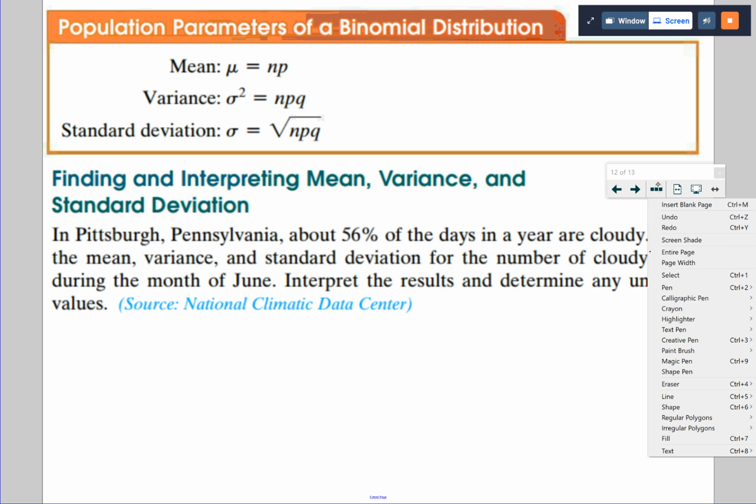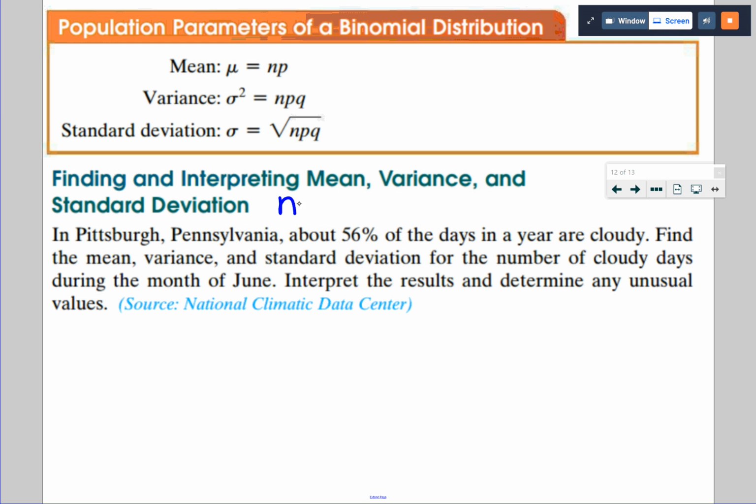So find your important variables here first. What's n? How many trials are there here? Well, if it was for the whole year, yes. June.